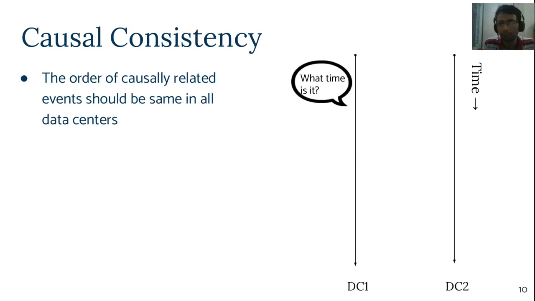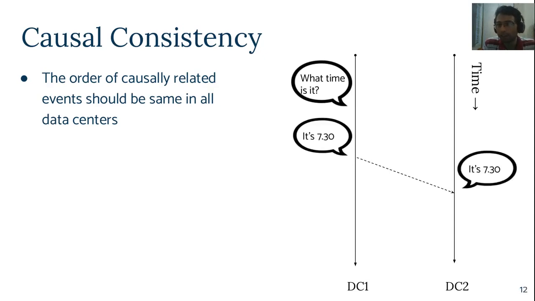So here's an example. Let's say you have two data centers, and the y-axis is the time. A user comes in and asks, "What time is it?" And another user sees this comment and replies to it saying it's 7:30. Now these comments have to be replicated to the other data center. And let's say due to network delay, the order in which the other data center receives is reversed. Now this is a problem, right? If another user queries just data center 2, they will see the comments in the reverse order.